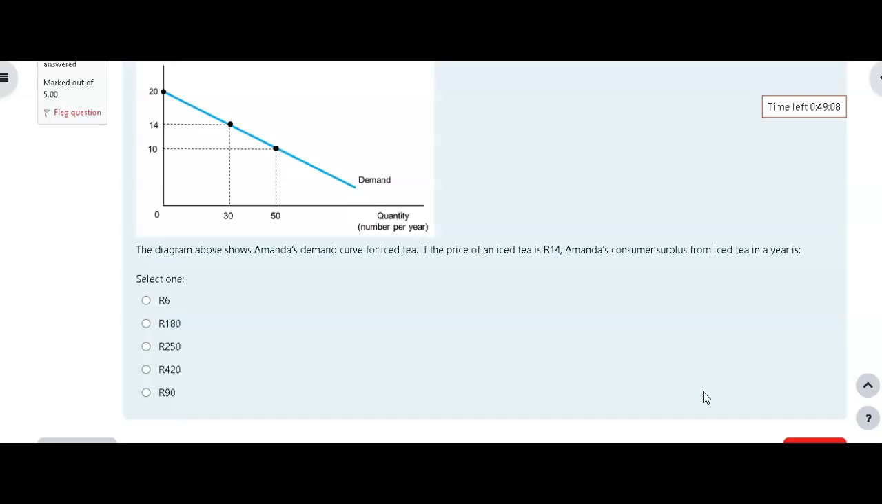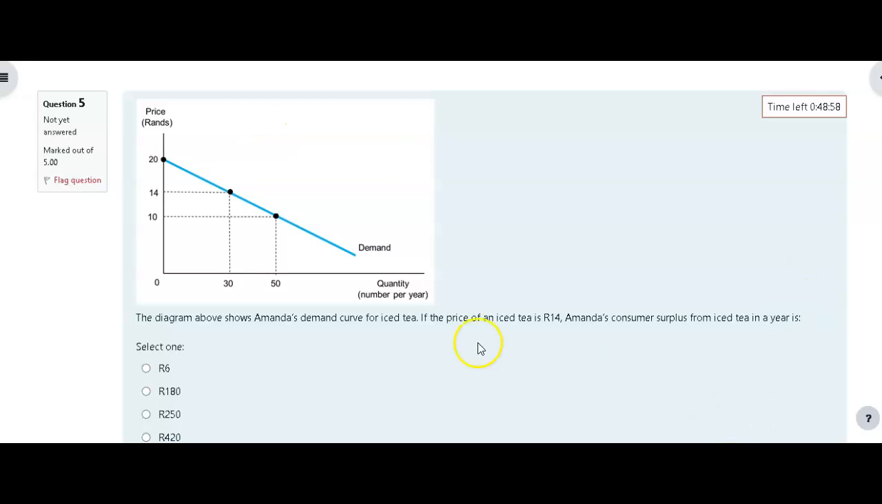Now, okay, the diagram shows the demand curve. So you need to calculate the consumer surplus. To calculate the surplus, first find the price. If the price is 14 Rand, as soon as they mention the price, you need to put 14 Rand and make a line at it. As soon as you make that line, to find the consumer surplus, you ask yourself what is the area below the demand curve until it hits the line. So below the demand curve is all over here. See this triangle. So we need to calculate the area of that triangle.